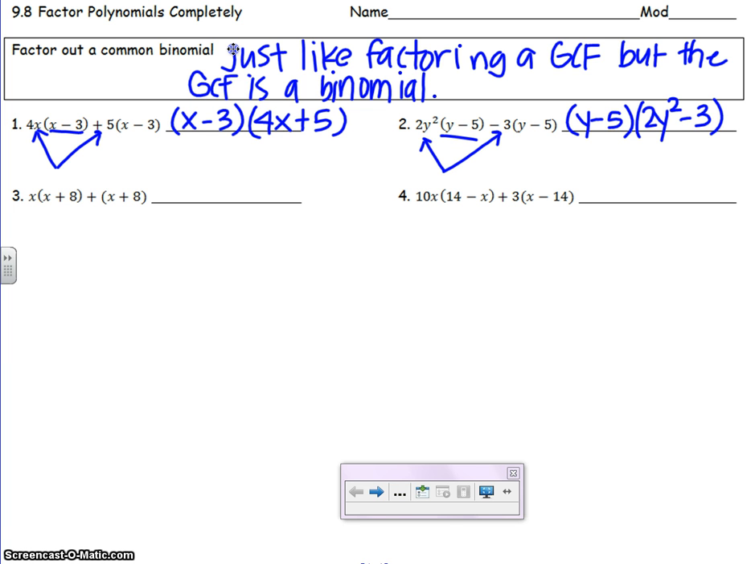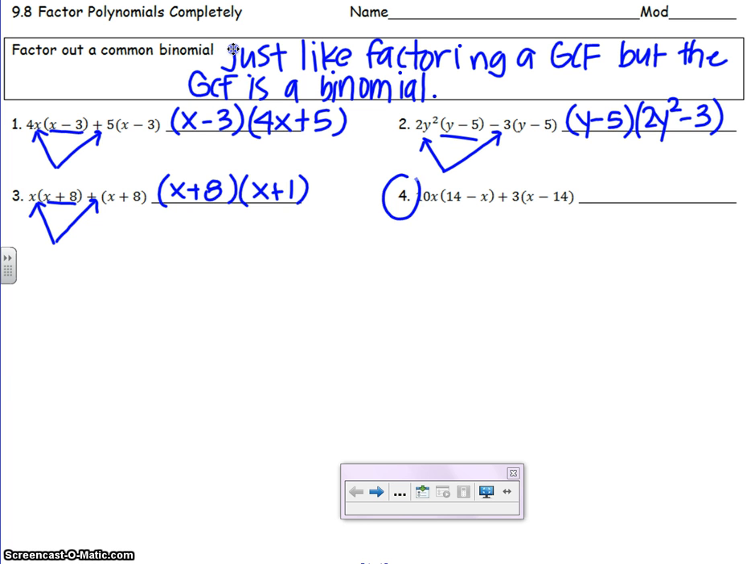All right, when we look at number 3, this is going to be a little bit different. Our common binomial is x plus 8. So when we factor out x plus 8, we're left with x, and then we're left with nothing. So we're going to use that 1 as our placeholder right here, and so we're left with x plus 1. We're going to leave 4 for class on Monday.